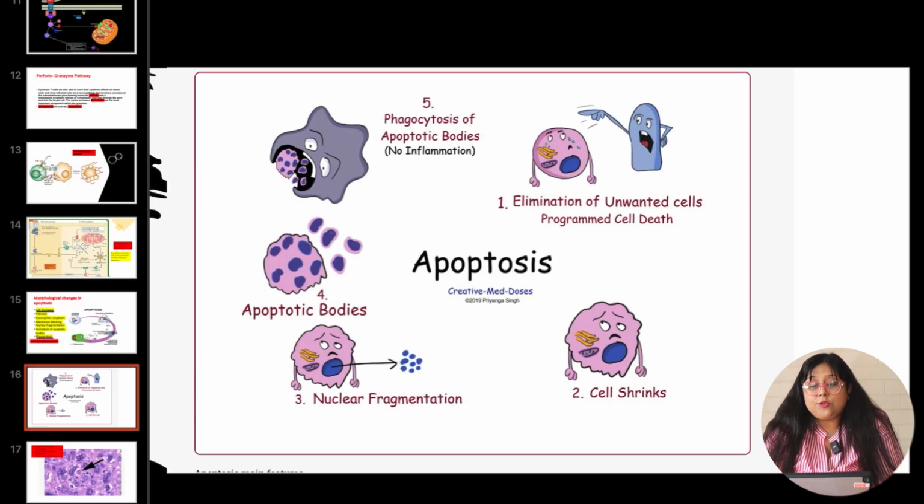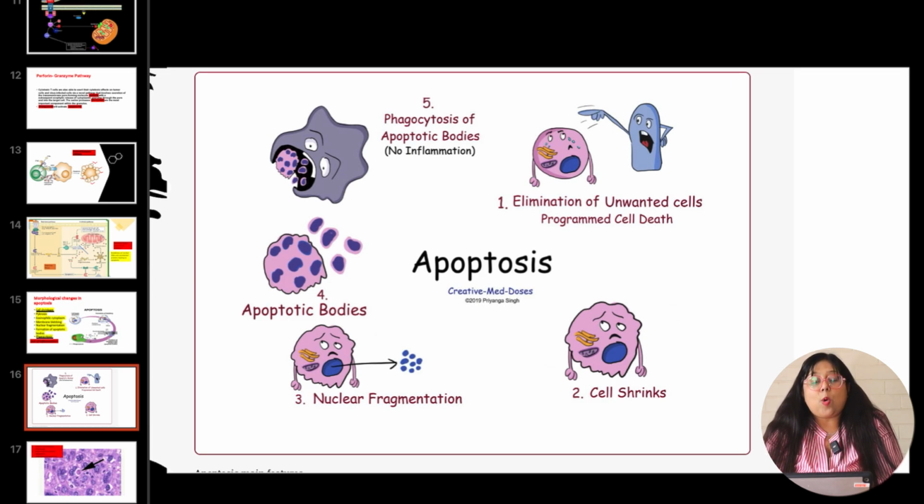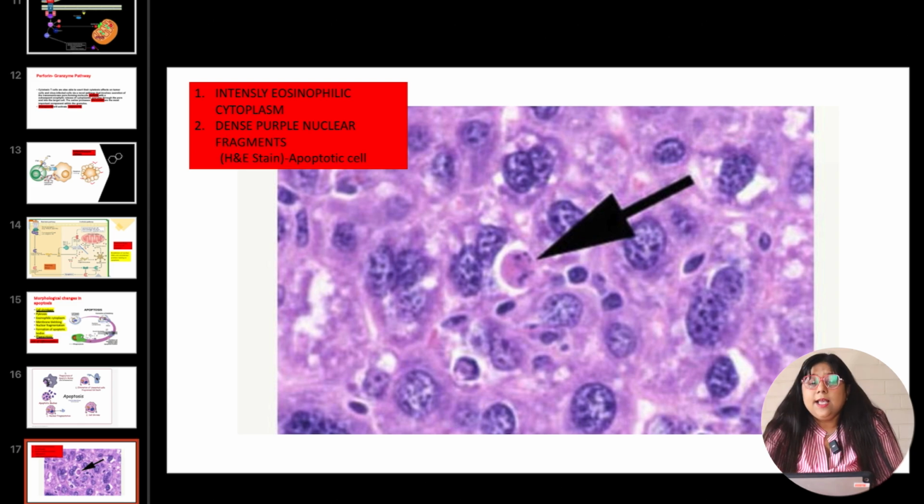Let's revise it. In apoptosis, there is elimination of unwanted cells. It is a type of programmed cell death. What are the changes? First, the cell will shrink, there will be nuclear fragmentation, there will be formation of blebs, there will be formation of apoptotic bodies, and there will be phagocytosis of apoptotic bodies. So how does the apoptotic cell look? This is an H&E stained picture of an apoptotic cell, and as you can see, the big arrow is depicting that apoptotic cell. You can note here the intensely eosinophilic cytoplasm, and there are dense purple nuclear fragments. So this is how an apoptotic cell looks.